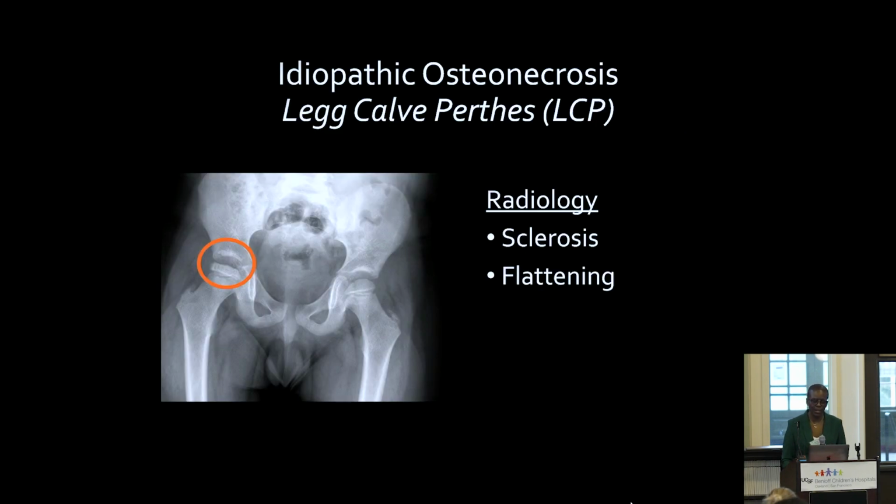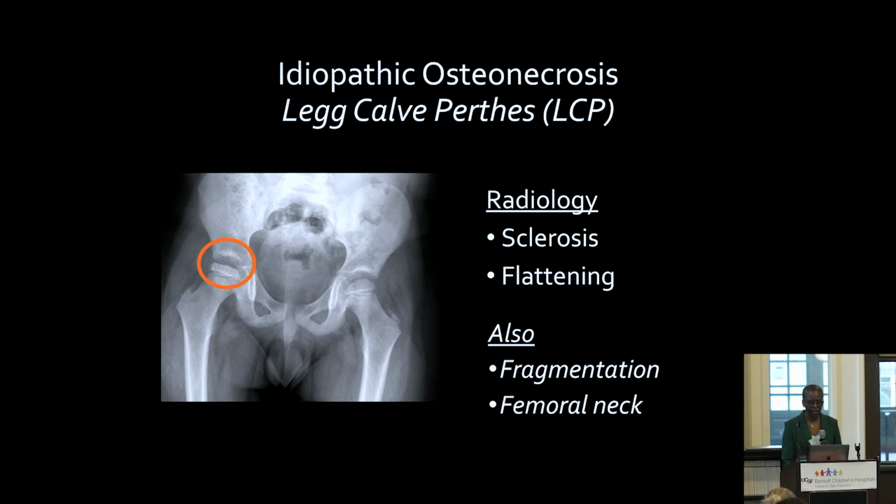So this is idiopathic osteonecrosis, or Legg-Calvé-Perthes, of the femoral head. Basically what we're seeing here is sclerosis of that femoral head and flattening. Legg-Calvé-Perthes is an osteochondrosis. We'll talk a little bit about that. What you can also see, depending on the stage, is fragmentation. You can see involvement of the femoral neck or femoral metaphysis as well.